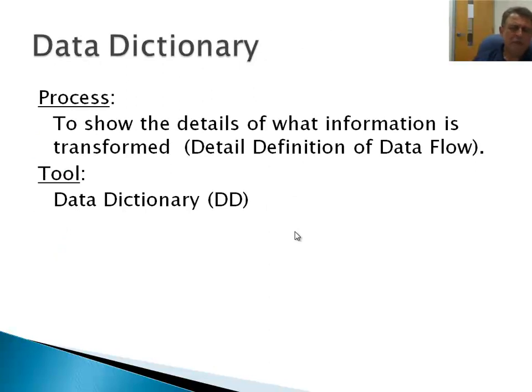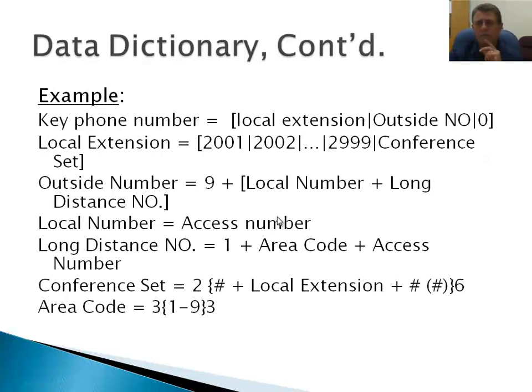Data dictionary. What is a data dictionary? What's the process? To show the details of what information is transformed. Detailed definition of data flow. And the tool is the data dictionary. We will discuss the data dictionary in detail, and you're going to see how we are going to identify the data, how we are going to show the data.